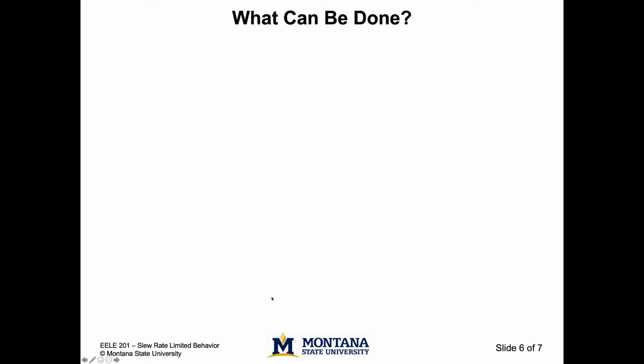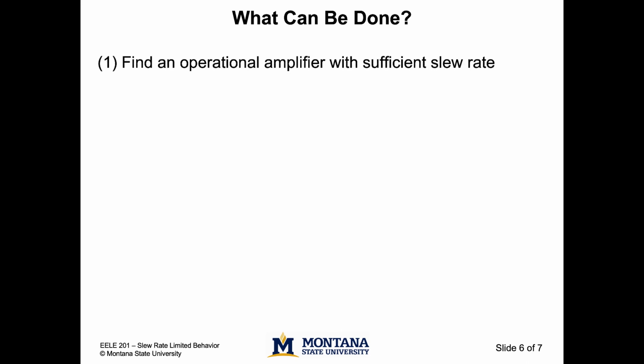So what do we do? What can be done about this? There are a few things that we could do. One, let's say we needed that 20 kilohertz and we needed that 10 volt amplitude. What we could do is find a different operational amplifier, one that had a sufficient slew rate to deal with that large amplitude and high frequency. We're not going to do that here.